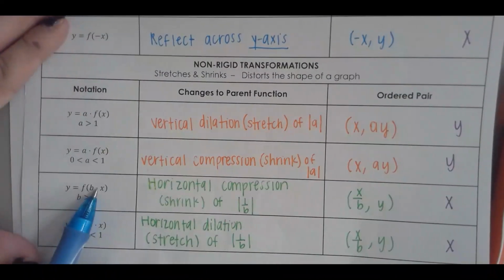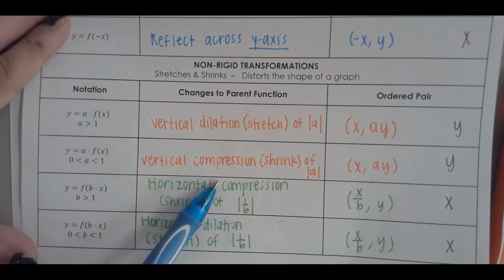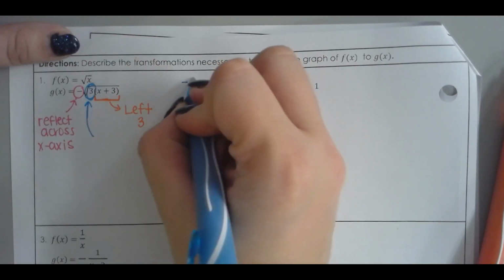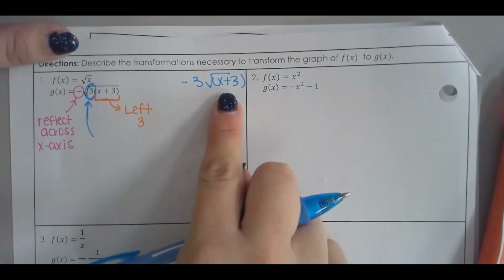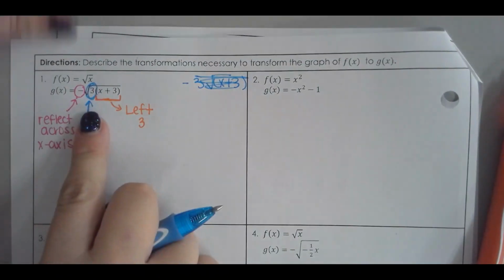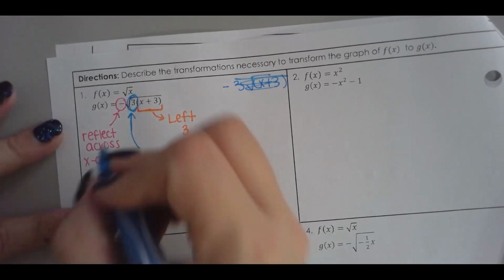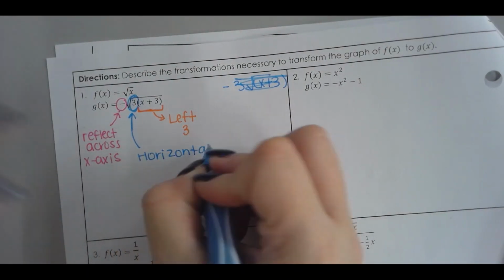See how this B right here is like kind of inside those parentheses? It's considered inside. It would be horizontal compression. To be a vertical dilation, it would look like this. This would be a vertical dilation. See how I moved that 3 to the outside? Here it's on the inside, so it is a horizontal compression.